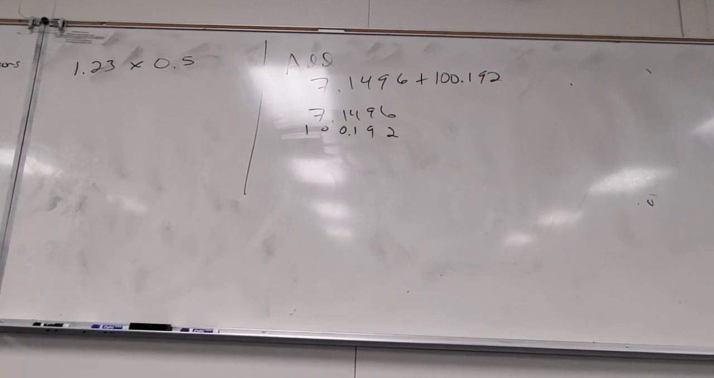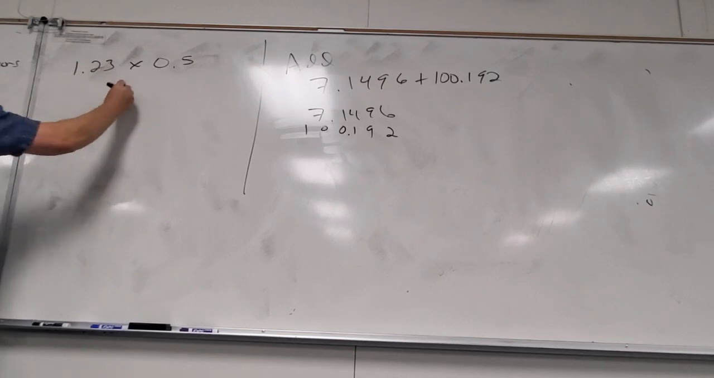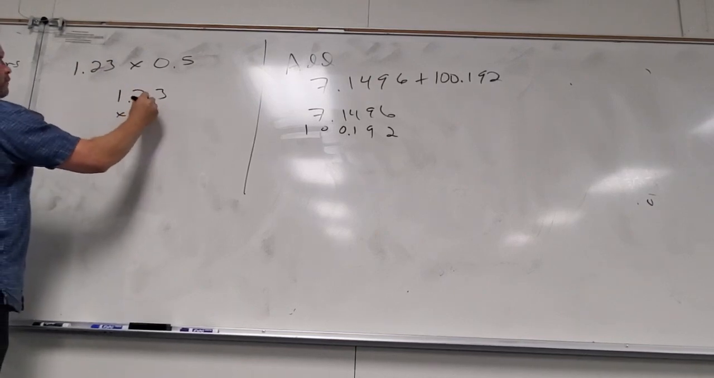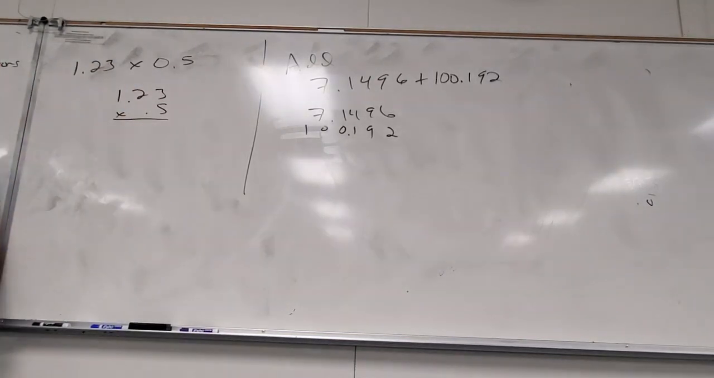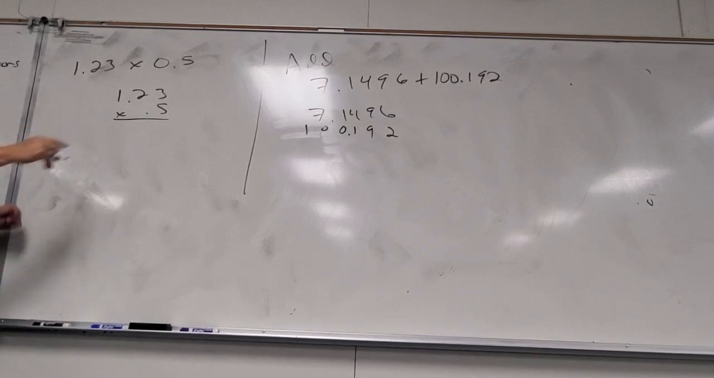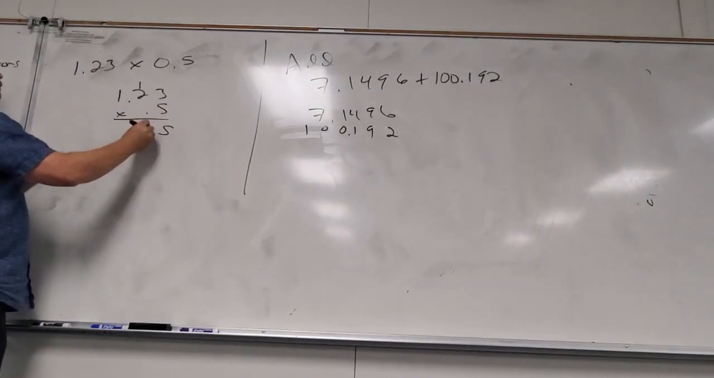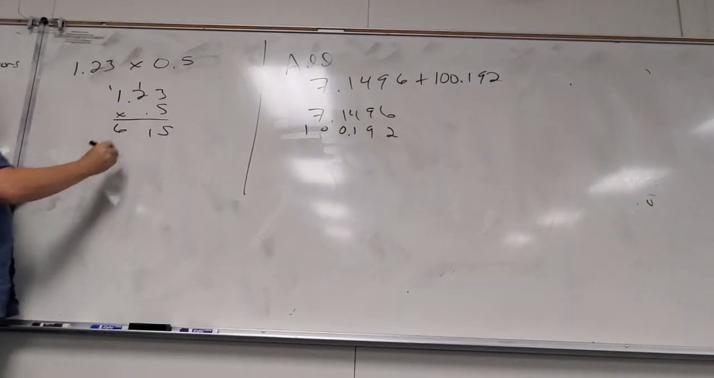So if I were to do this by hand, wouldn't you just do 1.23 times 0.5? You don't have to line it up. You could, but that would be silly. You don't have to. Do you remember what you actually have to do, though? So let's see. 5, 1, 1, 1, 6, right?